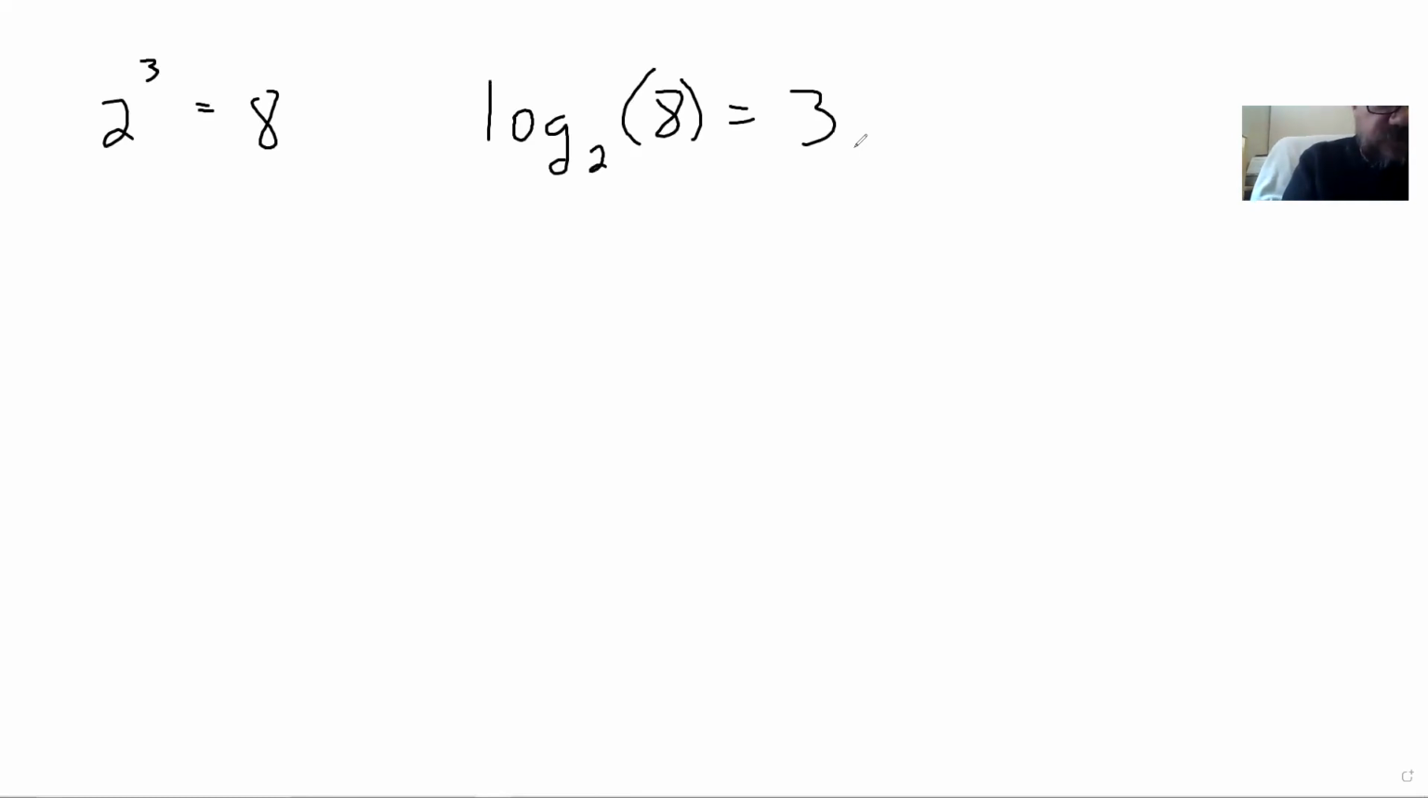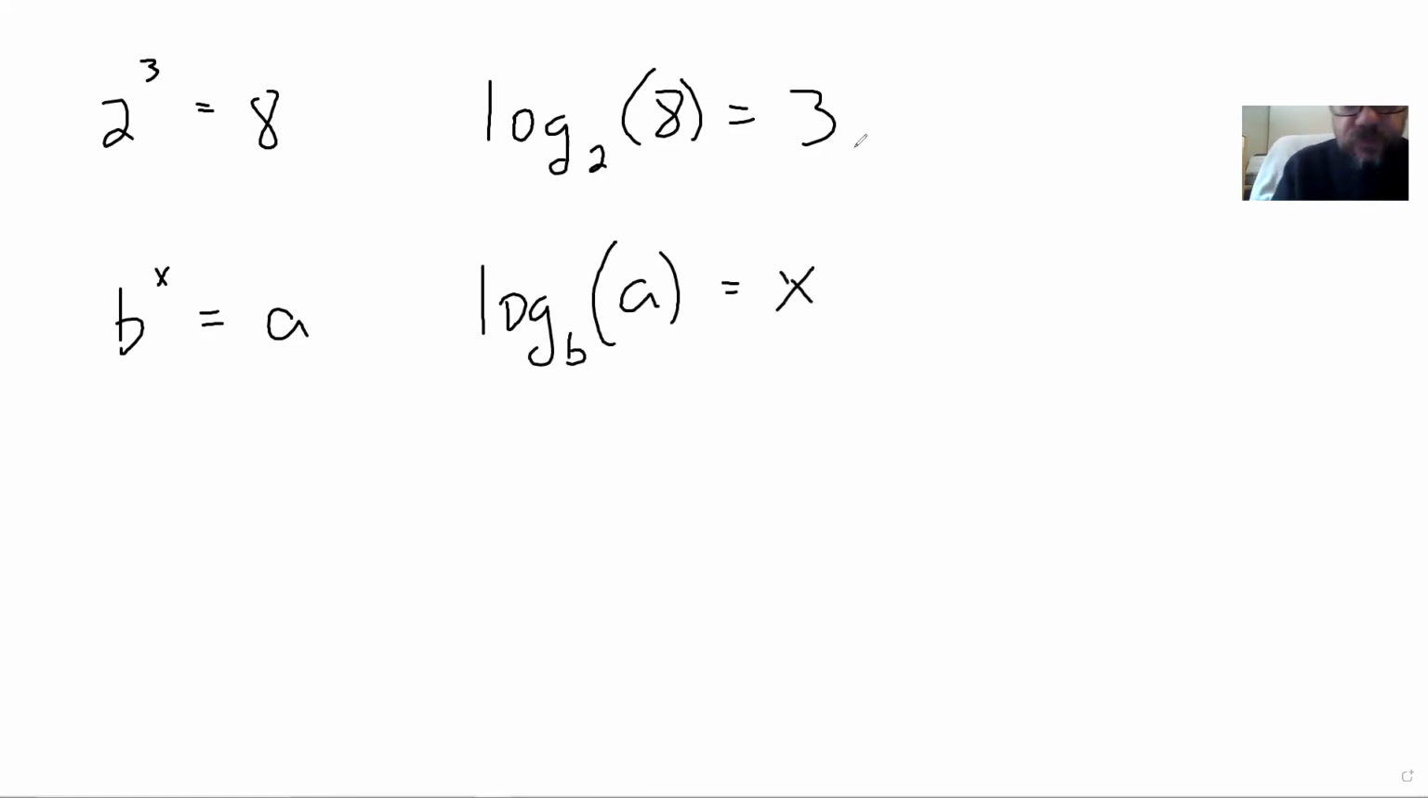So if what I have is b to the x equals a, then that's the same thing as saying that log base b of a is x. These are equivalent statements to each other. The value of the logarithm is the value of the exponent that you have to raise the base to get the inside of the parentheses, which is called the argument. So this says that the base to the logarithm is equal to the argument.